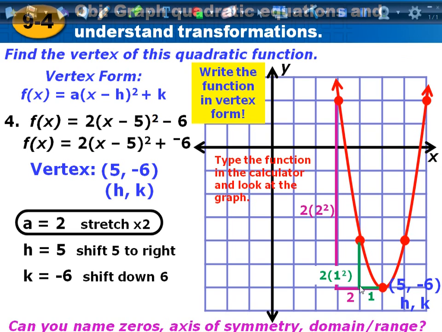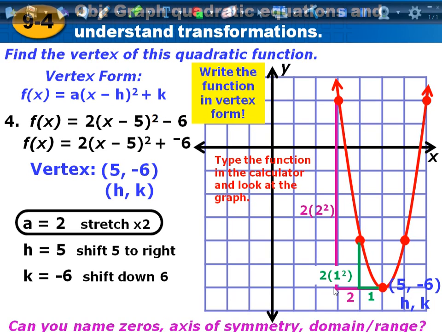If I move to the left 1 space or to the right 1 space, either one, if I go 1 space from the vertex, then I say 1 and I square 1 and I get 1, but then I have to multiply it times my stretch, or that number in front of my parentheses. So 1 times 2 is 2. So instead of going to the left 1 and up 1, I'm going to go to the left 1 and then I'm going to go up 2.